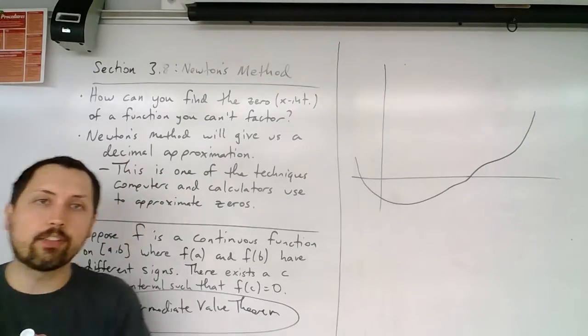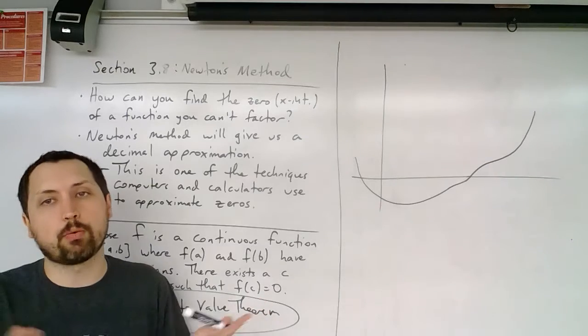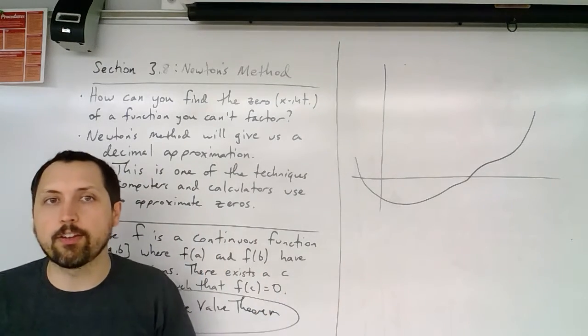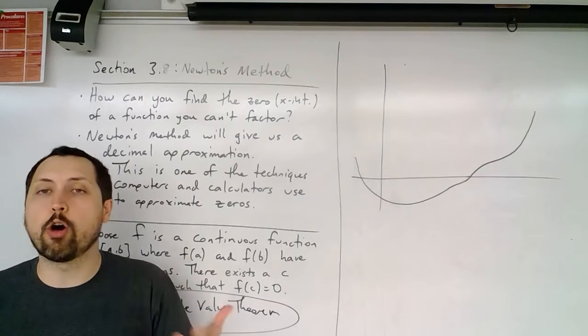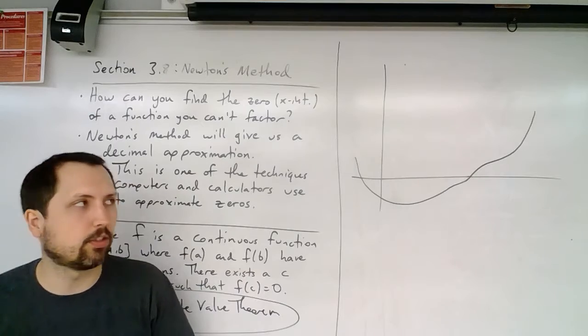What is often checked before you start Newton's method is whether there is even a 0 that we're looking for on an interval. If we know that there is a 0, then Newton's method is usually very valuable. But if we don't know that there's a 0, then Newton's method is going to fail. It's not going to make any sense for us to do this.